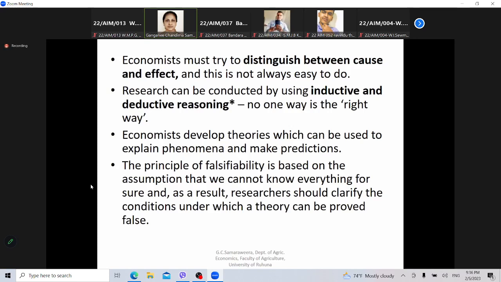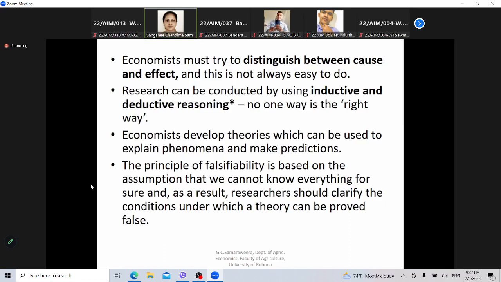Another point, research can be conducted by using inductive and deductive reasoning. We are explaining later on. Inductive and deductive. No one way is the right way. Inductive and deductive reasoning processes are going on. So we can't say what is the right way. So economists should think by using research on it.